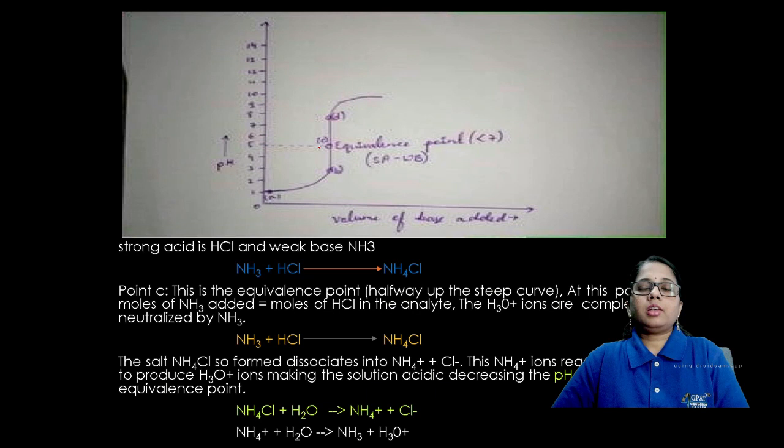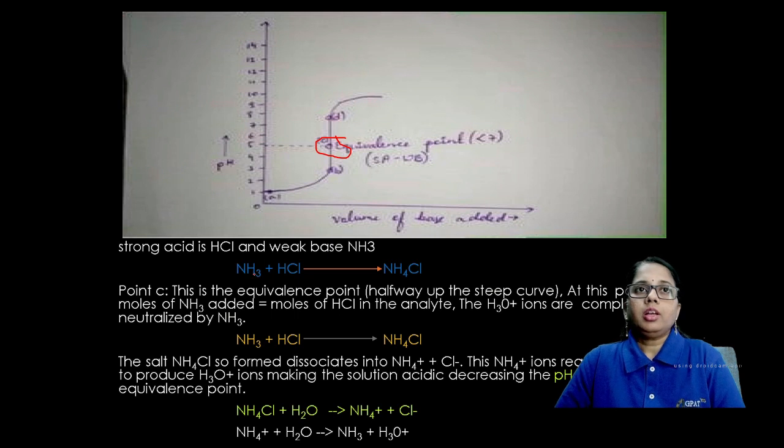Now let us see one more, that is strong acid titrated with a weak base, that is HCl versus ammonia. So NH3 plus HCl is going to give you ammonium chloride. At this point, how is point C going to be obtained here? At the equivalence point, that is C, moles of the ammonia added equal moles of the HCl in the analyte. Thus H3O plus ions are completely neutralized by the ammonia.